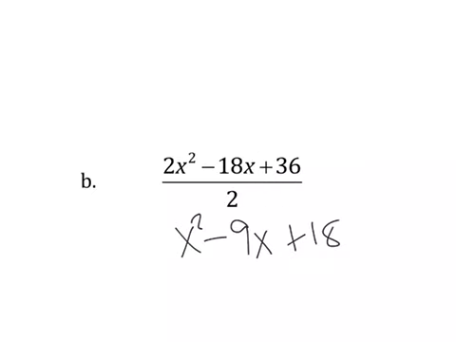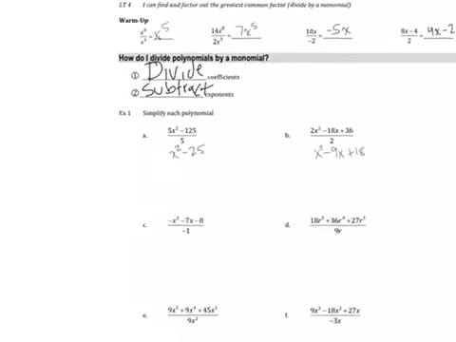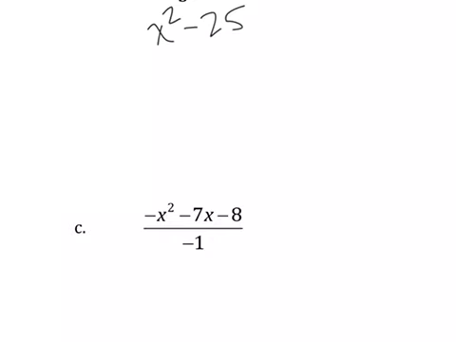All right, let's move on to example C. Negative x squared minus 7x minus 8 all over negative 1. This one is actually pretty simple, knowing that anything divided by 1 is just itself. The only difference is this is a negative 1. Okay, so let's just turn everything negative.